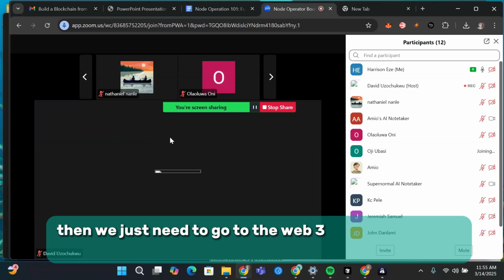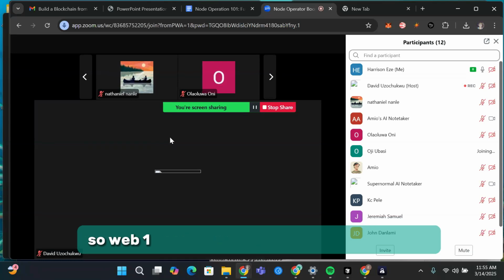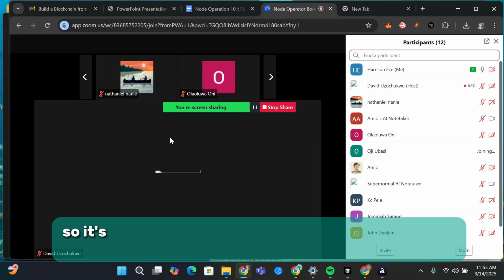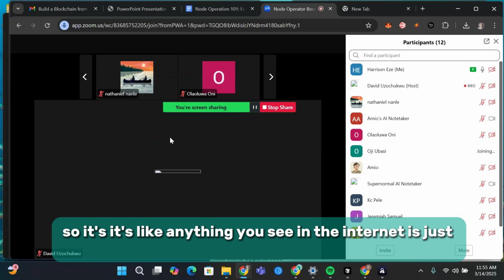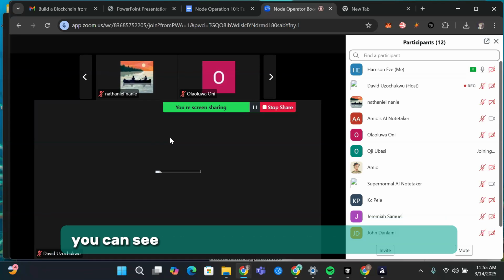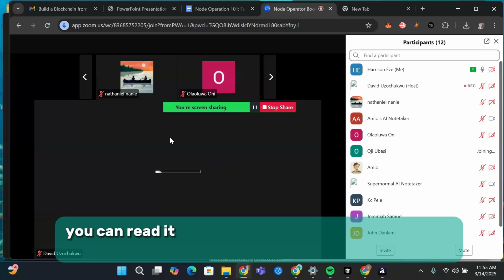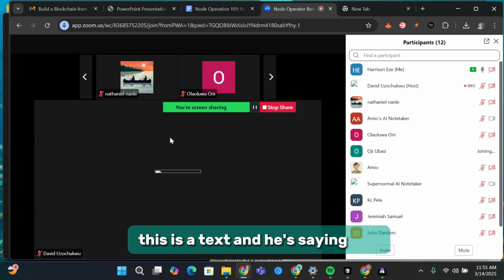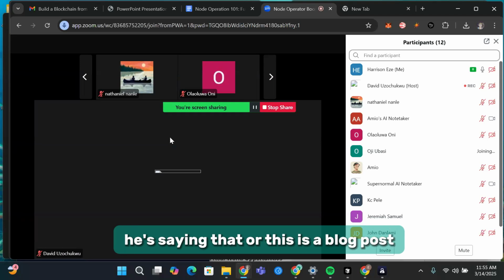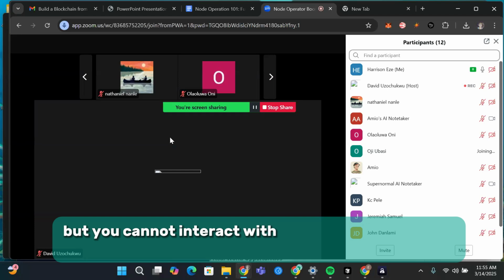we just need to go to Web3. At first it was Web1. Web1 is more like you're just able to read. Anything you see on the internet, you can only see it. Your eyes will be able to see the text. You can read it, this is a blog post and it's saying this or that, but you cannot interact with it. You cannot comment.